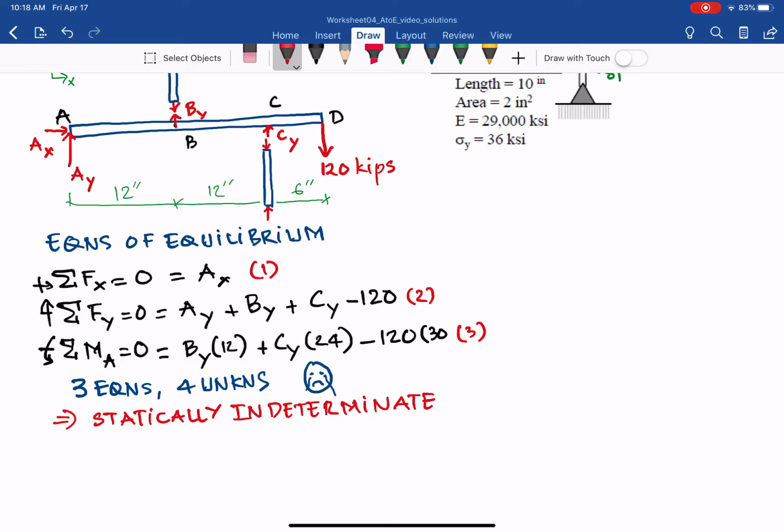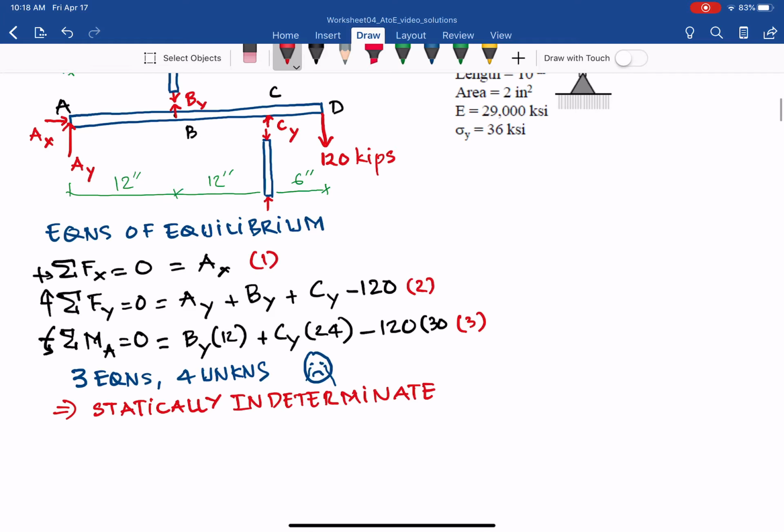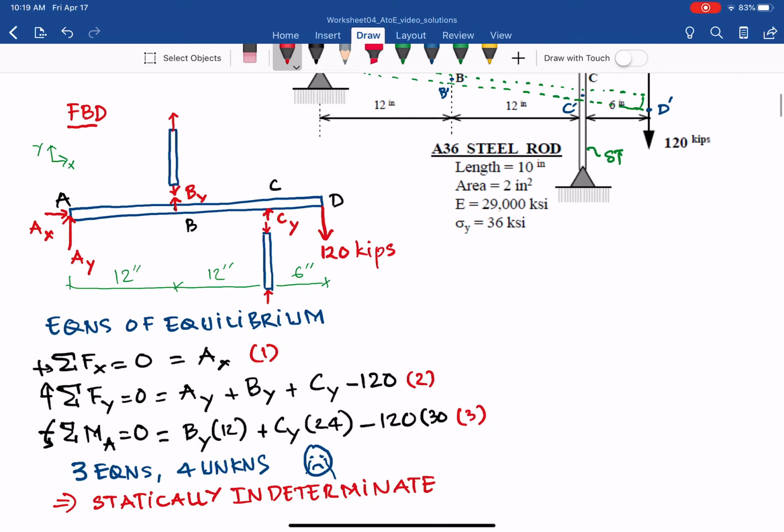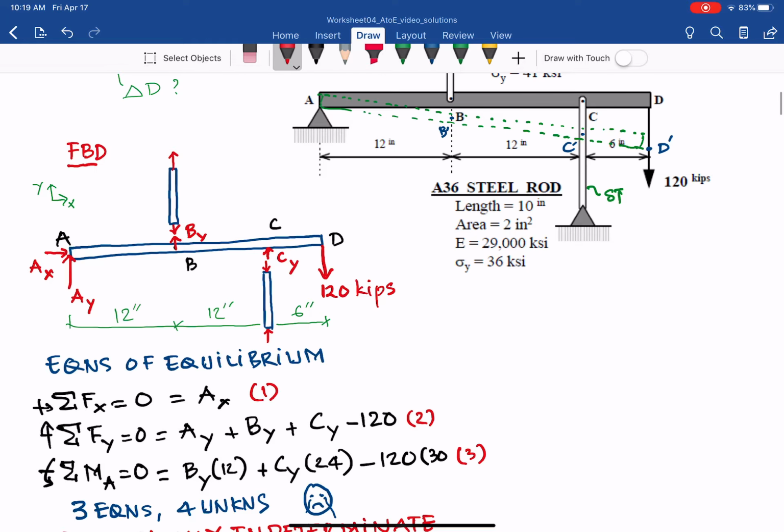From the lesson notes, if you recall, for a statically indeterminate problem we need to use the compatibility diagram to solve for the deformation. So let me draw the compatibility diagram here for this case.